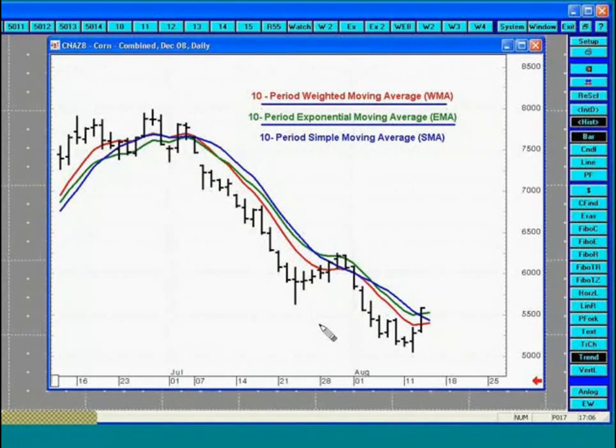I've worked with basically all types of moving averages over the years, and I've come to basically rely mostly on the simple moving average, mainly because it's simple.